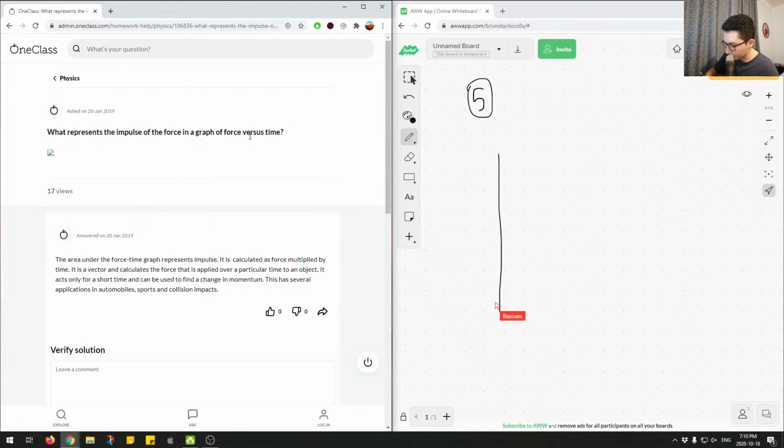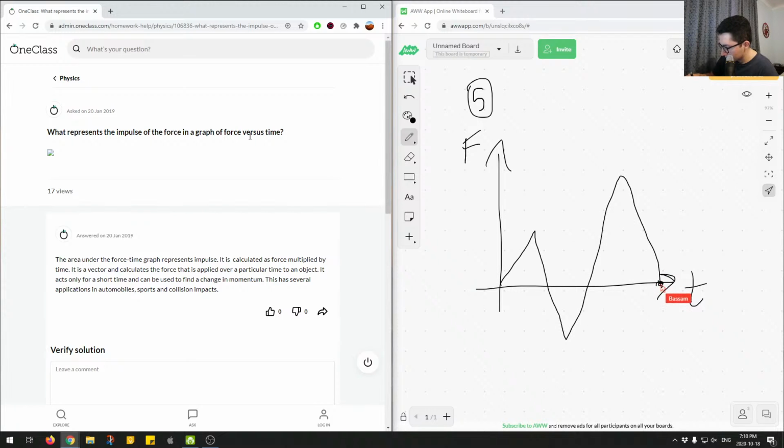So if we had some force here, time t, and then some force applied. So we could potentially have something like this. Let's say this is the plot that we're given, and we're asked to calculate the impulse of this situation with this plot. So essentially what you'd have to do is figure out how to calculate the area here, the area here, and the area here. And that will give you the impulse.